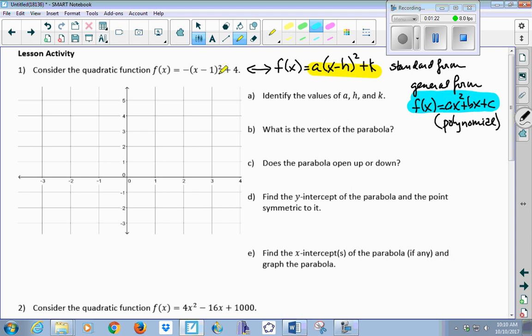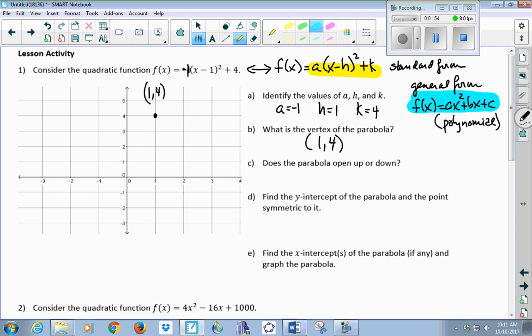So identify the values of a, h, and k. Here's our particular function. Here's a general way we write it, the standard form. So a is equal to -1. It's understood to be a -1 out front when you see that dash. h is +1 and k is 4. So immediately we can determine that the vertex of our parabola is (1, 4). So let's put that point in. That's going to be our vertex.